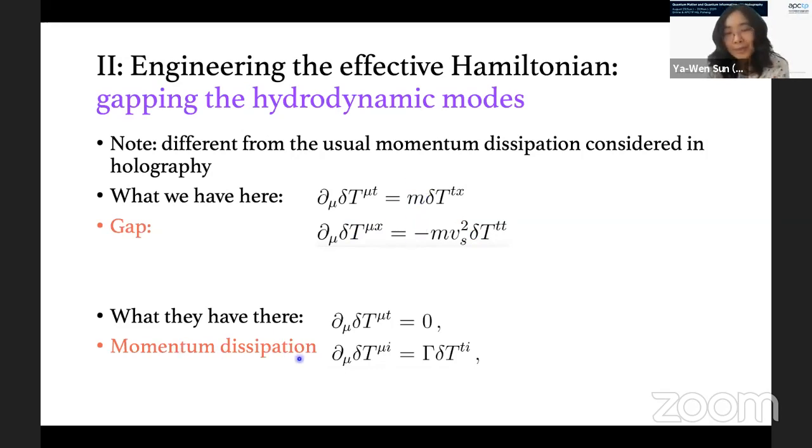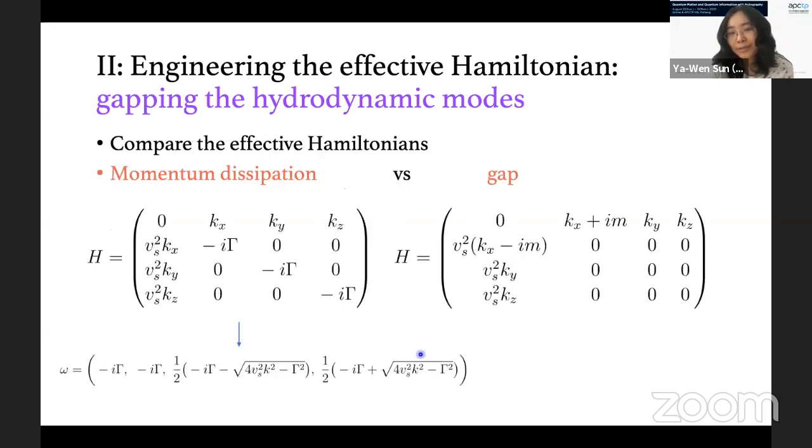But for momentum dissipation, the energy density is conserved, but the momentum is not conserved, with the gamma here. And from the name, we know this is dissipation. So this means even at leading order in K, it produces an imaginary part in the spectrum. So for this one, the spectrum with this gamma is like this.